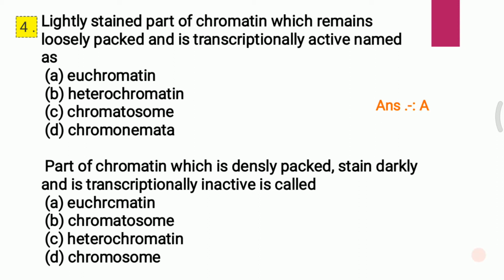Next question. Part of chromatin which is densely packed, stained darkly and is transcriptionally inactive is called: A. Euchromatin, B. Chromatosome, C. Heterochromatin, D. Chromosome. Part of chromatin which is densely packed, stained darkly and is transcriptionally inactive is called... Answer for this question is C, that is heterochromatin.